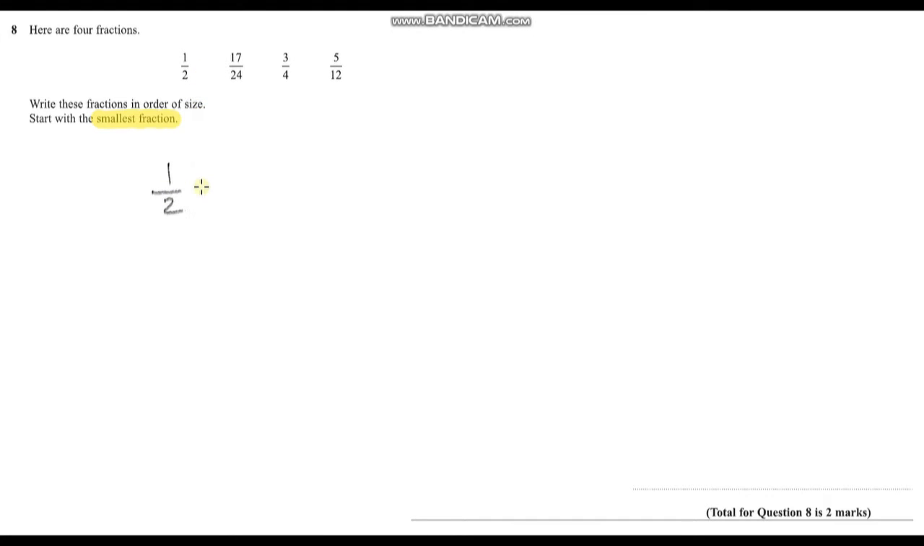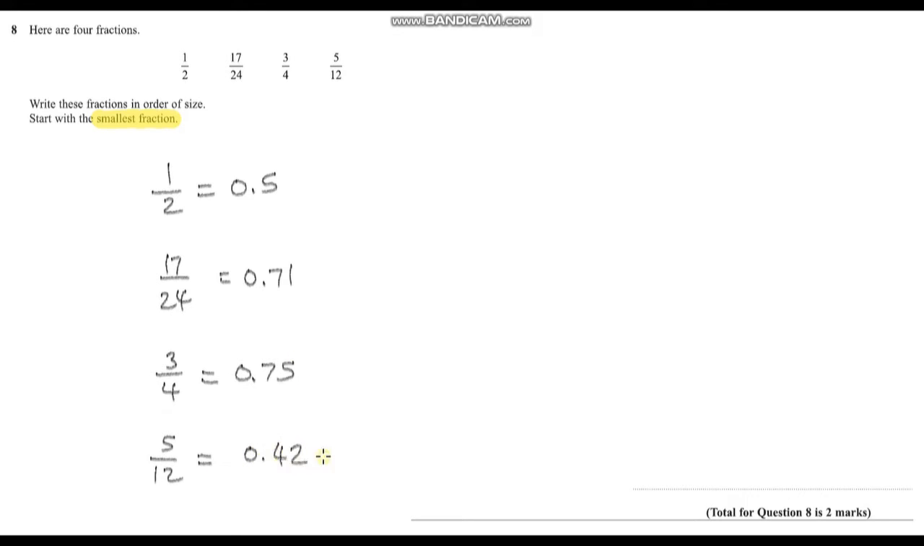So a half, well, I know that's the same as 0.5. If I do 17 out of 24, I just need to type that into a calculator. 17 over 24, and I get 0.71. I've just rounded that to 2 decimal places. 3 over 4, well, that is the same as 0.75. And 5 out of 12, again, let's type that into a calculator. 5 over 12, that is 0.42. And now I've got them as decimals, it's much easier to compare.